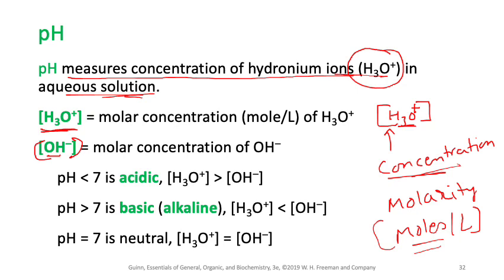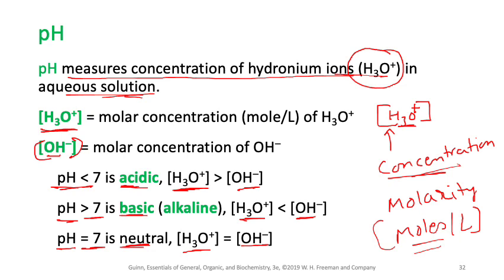So we will learn, if the pH is less than 7, the solution is going to be acidic. The concentration of the hydronium ion is higher than the concentration of the hydroxide ion. If pH is more than 7, the solution is going to be basic, and in this case the hydronium ion concentration is less than the hydroxide ion concentration. And the last one, if the pH is exactly equal to 7, the solution is neutral. That means the concentrations of both of them are equal in the solution.